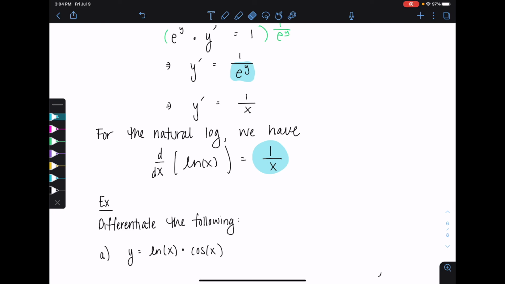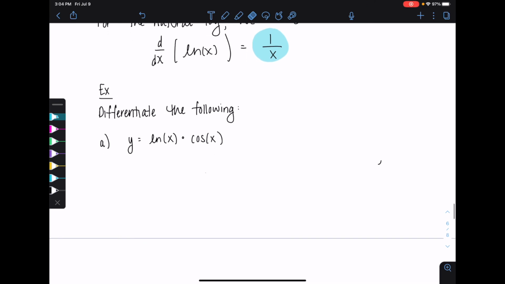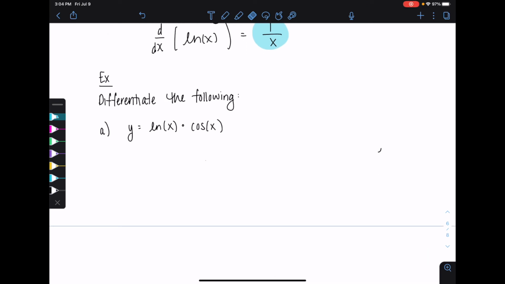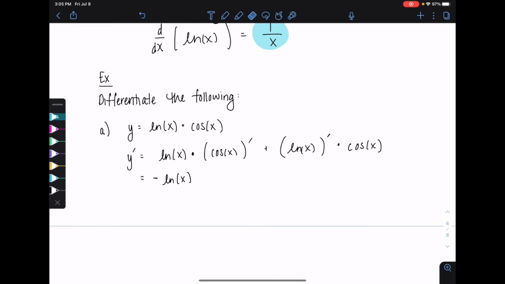So let's go ahead and try some examples. We're going to differentiate the following functions, and we're going to start with y equals natural log of x times cosine of x. So we have the product of two functions. Got to go through my product rule. So y prime is the first times the derivative of the second plus the second times the derivative of the first. Derivative of the cosine function is negative sine, so this becomes negative natural log of x times sine of x. Derivative of the natural log of x is 1 over x, and then we times that by cosine of x.